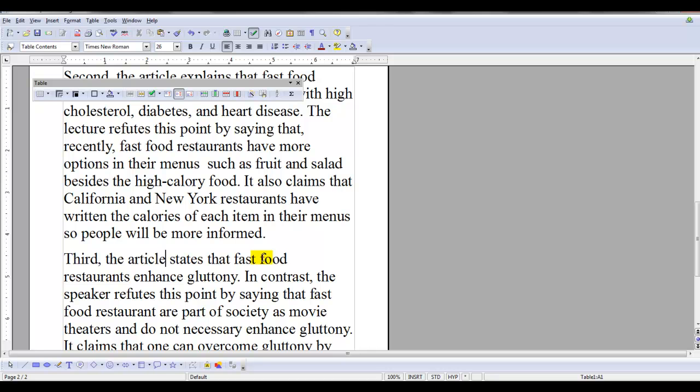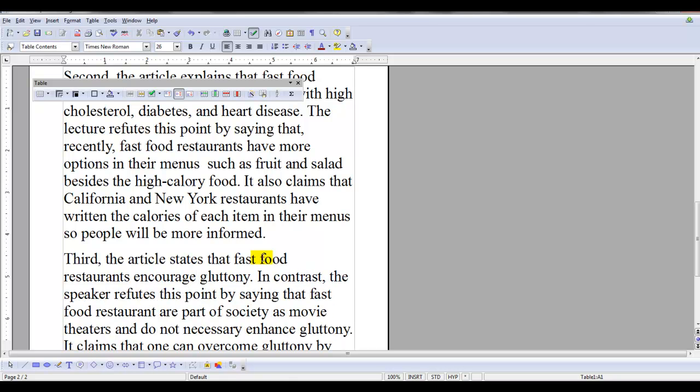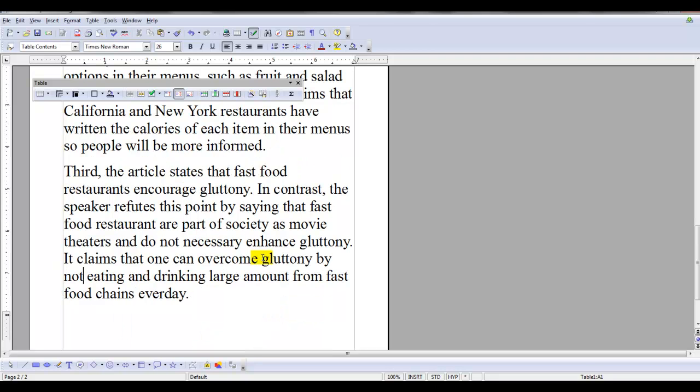You see, third, the article states that fast food restaurants enhance gluttony. I'm going to say encourage is a better word here. I think the reading says promote. So you want to see here, the article states that fast food restaurants encourage gluttony. In contrast, the speaker refutes this point by saying that fast food restaurants, remember you have a plural verb there, so are part of society.